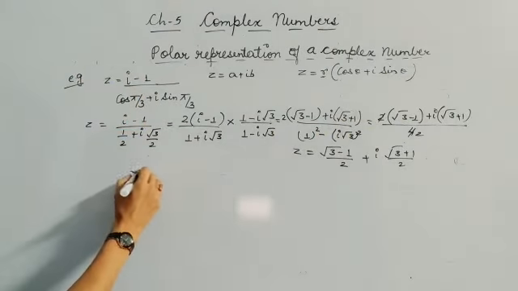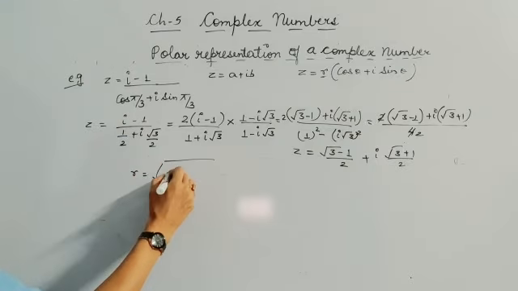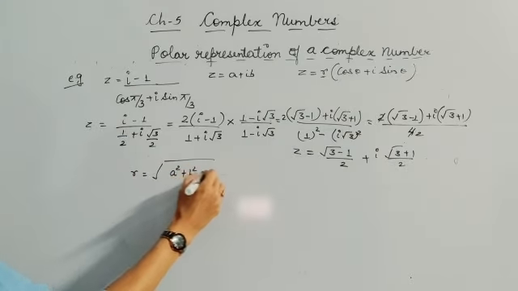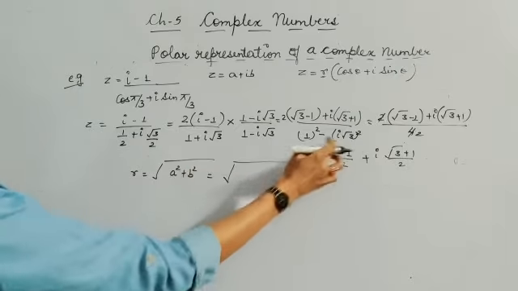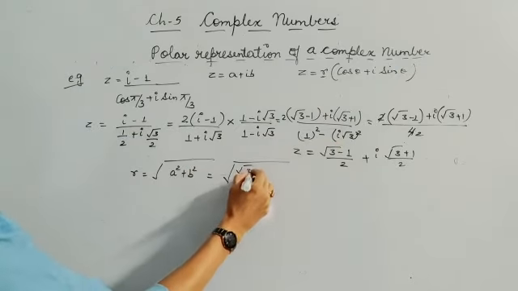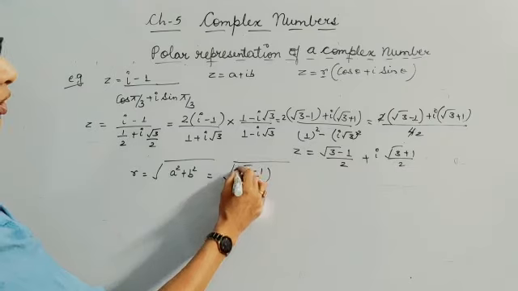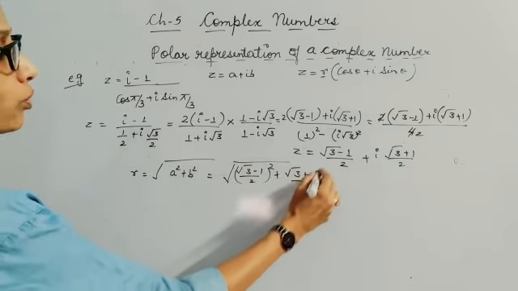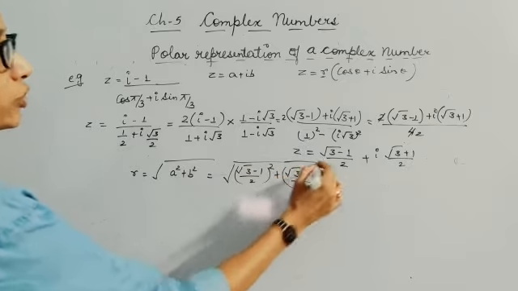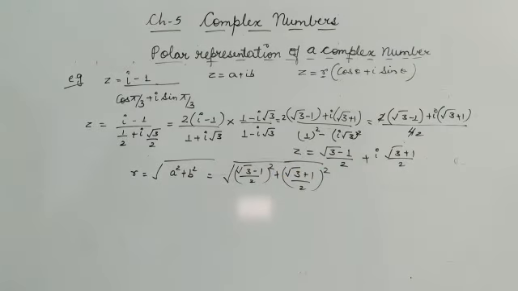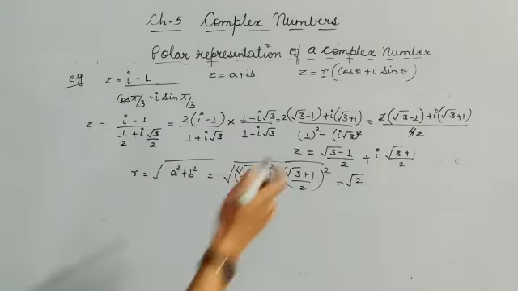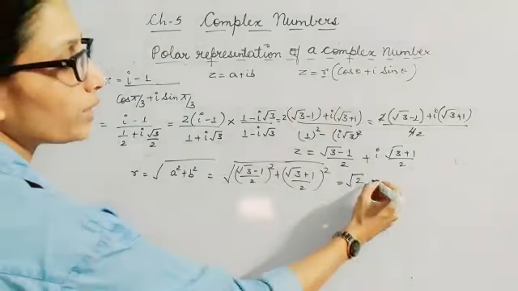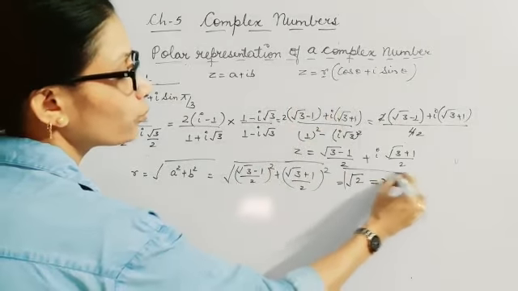So r will be calculated as under root a square plus b square. And what is your a square? This is your a square. So under root of (root 3 minus 1 by 2) whole square plus (root 3 plus 1 by 2) whole square. On simplification, it will just give me 2, and I can write it as root 2. So I got to know one thing, that r is equal to root 2.